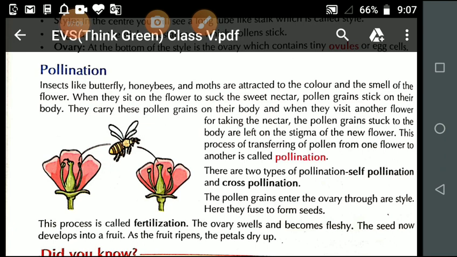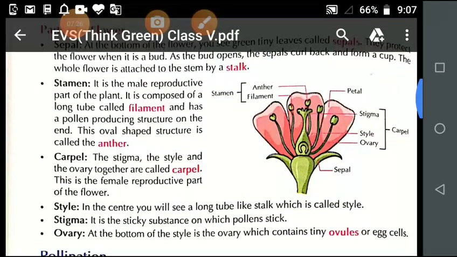Now student, try to understand what is self pollination. For better understanding, you are sitting with a rough copy. Draw the diagram. Now let us observe the diagram. This is the diagram of a hibiscus flower, and in the same flower you will see the male part, that is stamen, and the female part, that is carpel. Is it clear? So the same flower has both male and female parts.